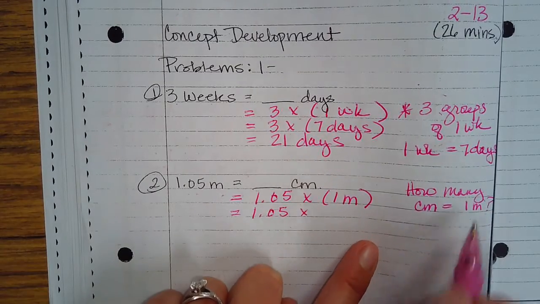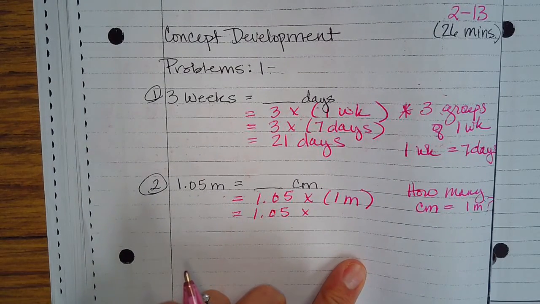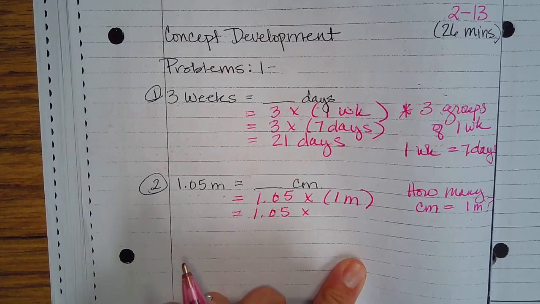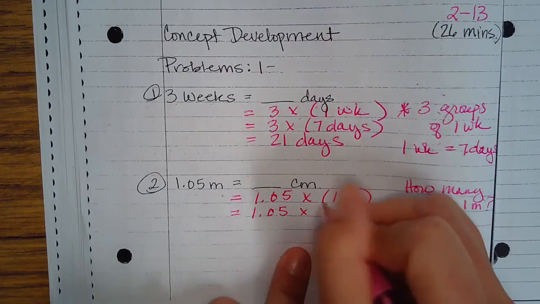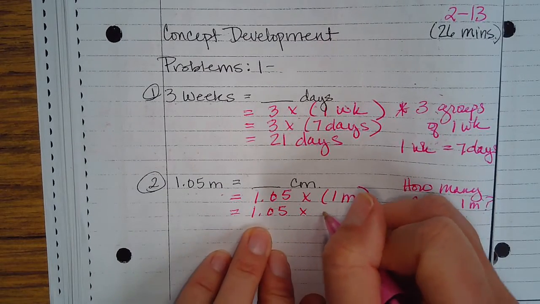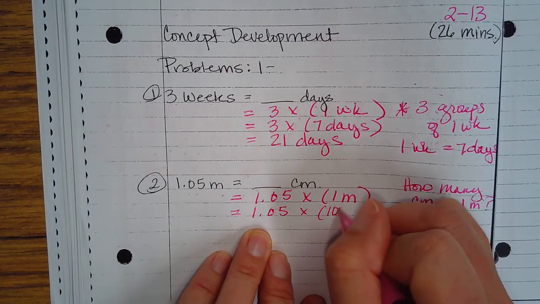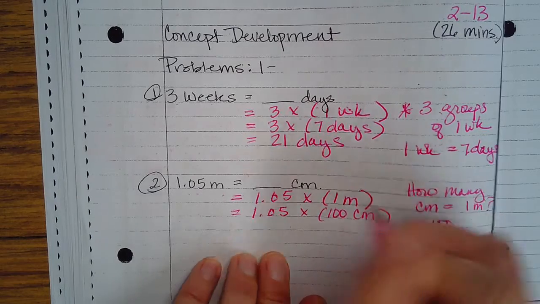How many centimeters are in 1 meter? 100. 100. How many? 100. Right? So you're going to multiply by 100 centimeters.